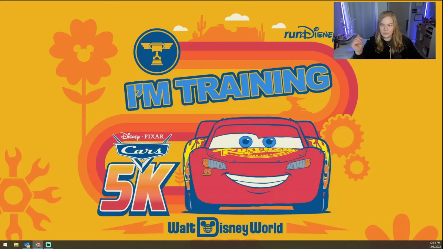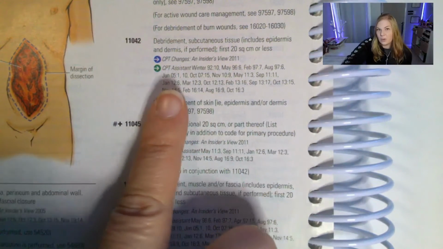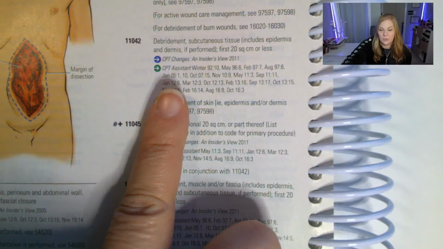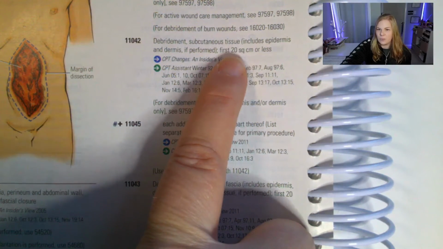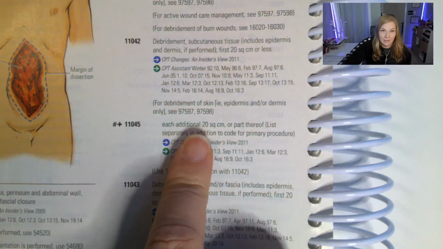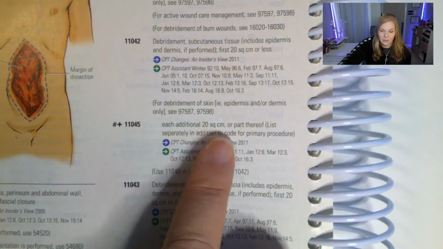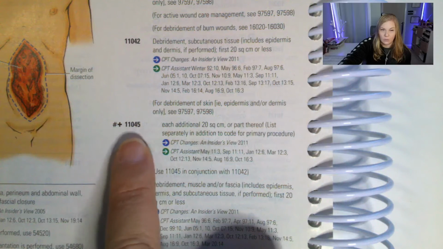For example, a provider might document the ulcer is 5 centimeters by 5 centimeters. So in order to calculate the square centimeters, you times them. So 5 by 5 is 25. So 25 square centimeters. And then you need to take the 25 square centimeters and convert it over to units. So let's go back to kind of our example with the 11042s. So if we were doing 25 square centimeters, we had that 5 by 5 is 25 square centimeters. We would have our first 11042. We would have 5 left over. That's one part thereof of 20. So we would have 1 unit then of 11042.